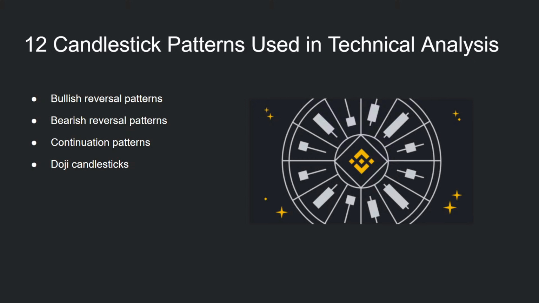Okay, so now we'll present a few popular candlestick patterns that are widely used by technical analysts and traders. The Binance article brings 12 examples, but to keep it short, we won't go through all of them here, so make sure to check the article on Binance Academy later for the complete list. I would divide the examples into 4 different groups: bullish reversal patterns, bearish reversal patterns, continuation patterns, and the so-called doji candlesticks. Next slide, please.